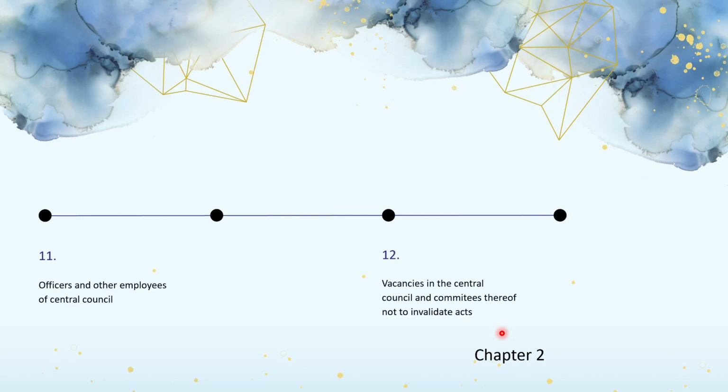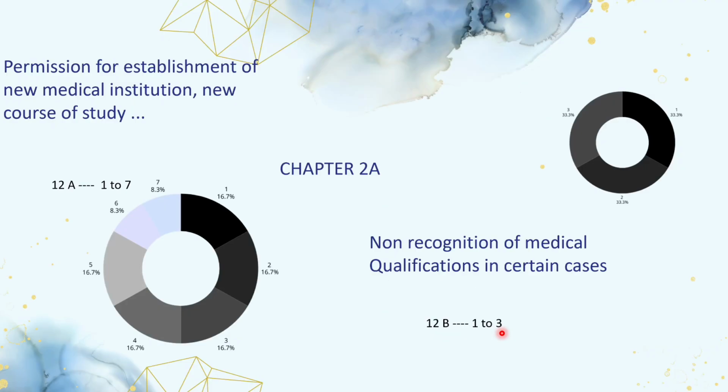That is, no act or proceeding of the Central Council or any committee thereof shall be called in question on the ground merely of the existence of any vacancy in or any defect in the constitution of the Central Council or the committee, as the case may be. Under chapter 2a, which is the succeeding chapter of chapter 2, we will be having 12a and 12b.